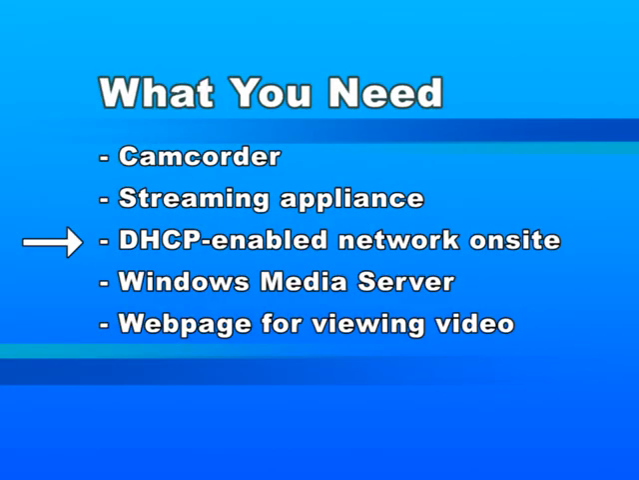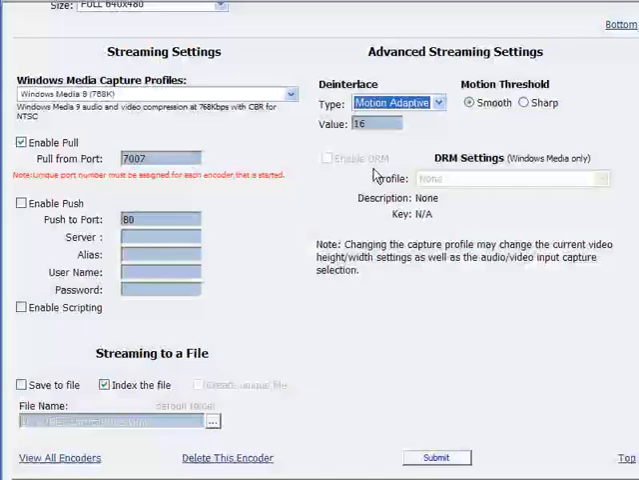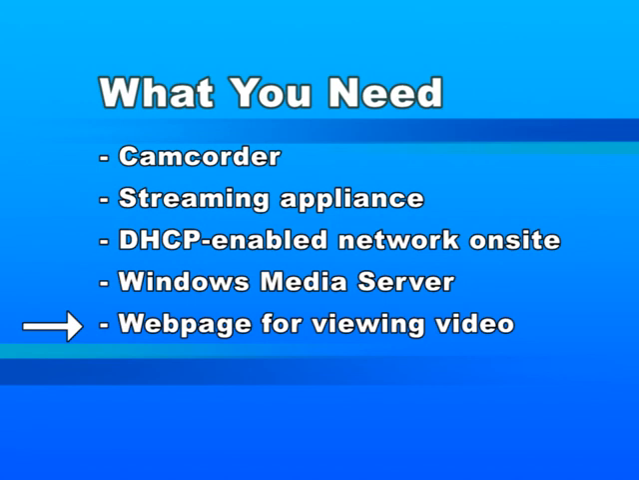To stream the video live, you'll need to connect on-site to a network that's DHCP enabled. To distribute the video, you'll need a Windows Media server that can either pull the stream from the Niagara or accept a stream pushed from the Niagara. More on how to set this up in a moment. Finally, you'll also need a publishing point where viewers can access the video on the web or via a portable device, but that's beyond the scope of what I'll be talking about today.